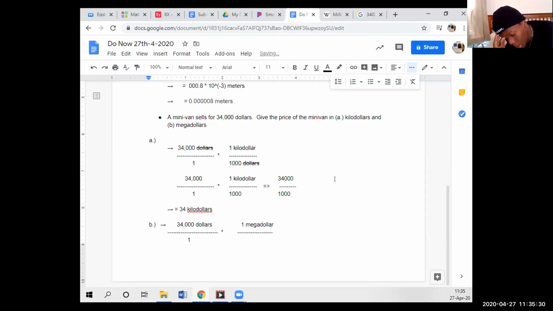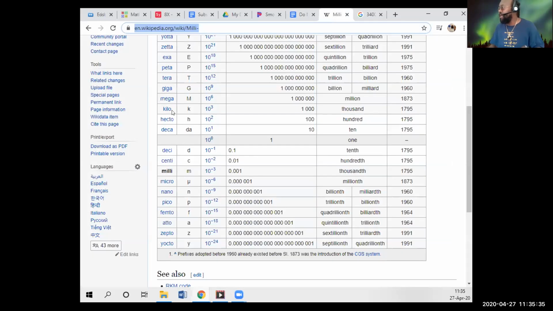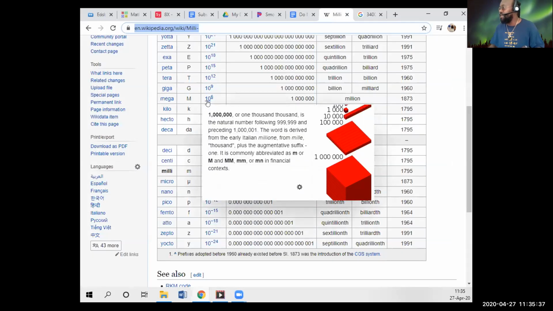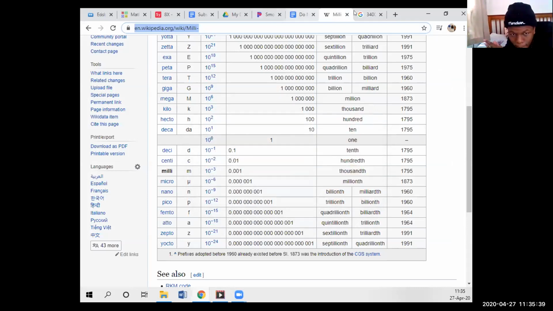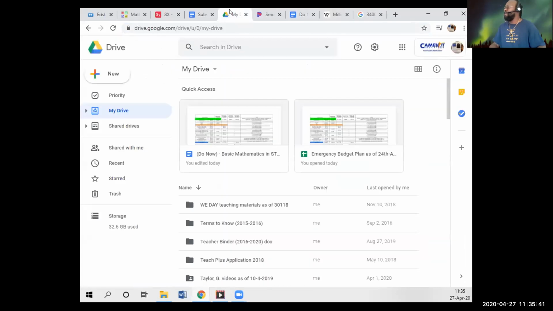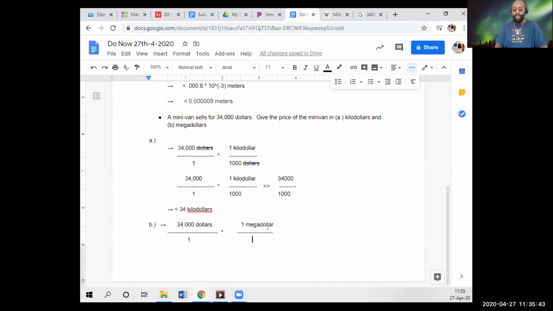What's under megadollar? Remember what mega means, right? 10 to the 6th power. So we're gonna put 10 to the 6. First, that's 10, and we're gonna raise that to the 6th power. And that's gonna be our dollars.